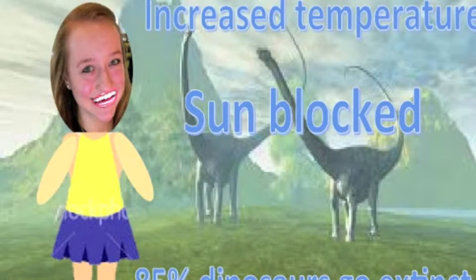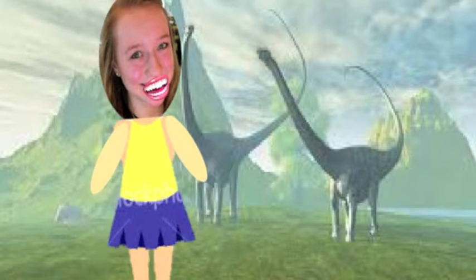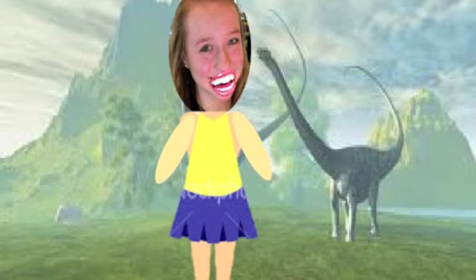Along with the volcanic activity, the sun may have been blocked, leaving the Earth to be in darkness for an extended period of time. These natural disasters affected large animals over 55 pounds. 85% of dinosaurs went extinct due to these events. 80 to 90% of marine life were also affected because important processes could not be completed due to the effects of the asteroid. The KT extinction led to the age of mammals and the end of dinosaurs.